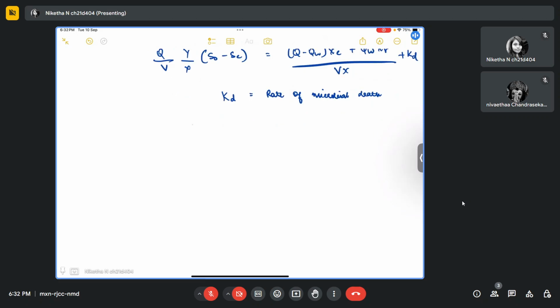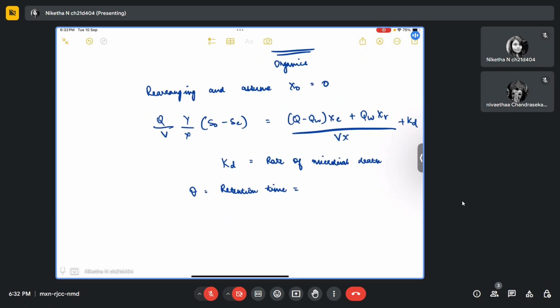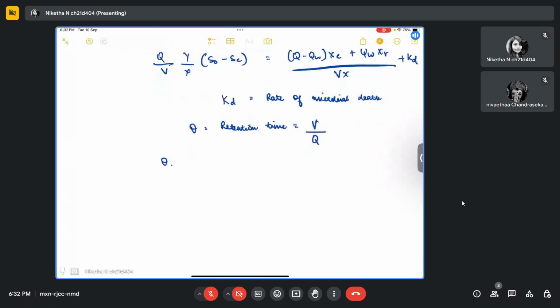Now if we take theta, better known as retention time. Retention time is the time which we allow the reaction to happen in the aeration tank. The time for which the liquid is retained in that tank is called the retention time. That is given by the volume of the tank divided by the flow rate of wastewater. So this retention time will have a critical value.